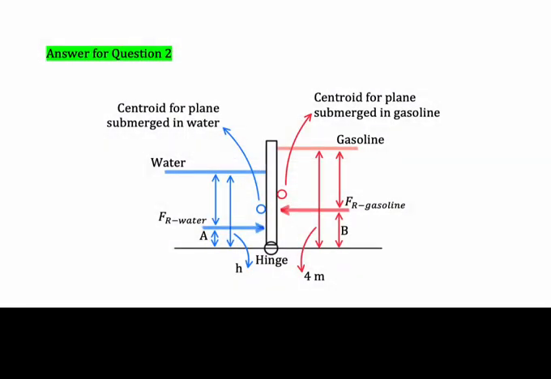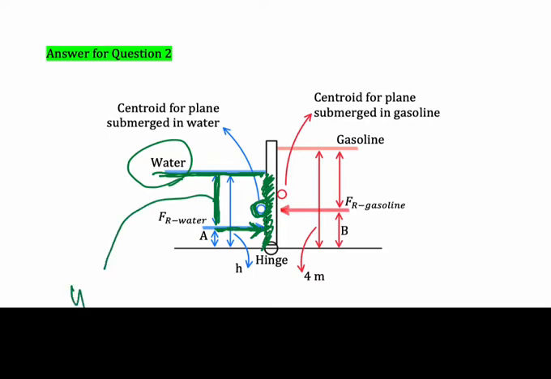And then for the water side here, we just draw the water free surface here. We mark the submerged area and we assume this is the centroid for the submerged area. Then we draw the resultant force due to water just below the centroid, and this is the length of YR. So this is YR, and from this centroid to this free surface is the length of HC.